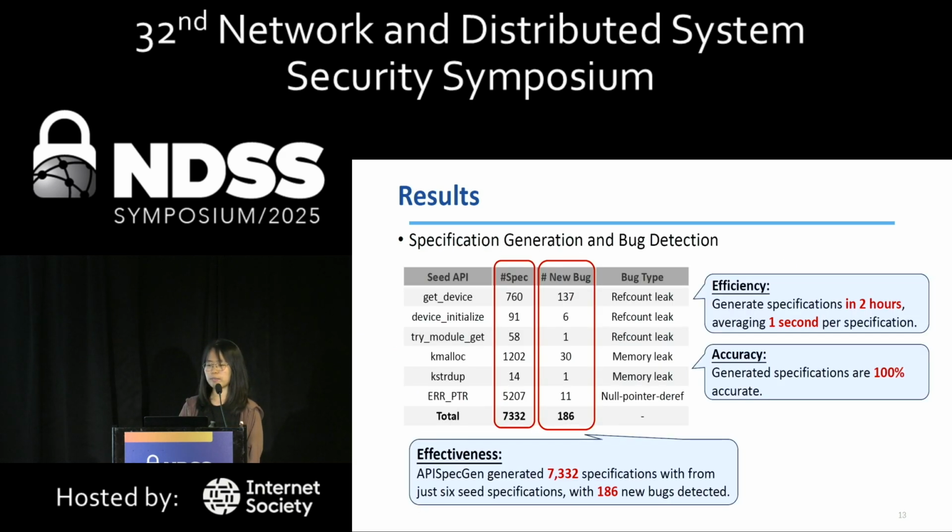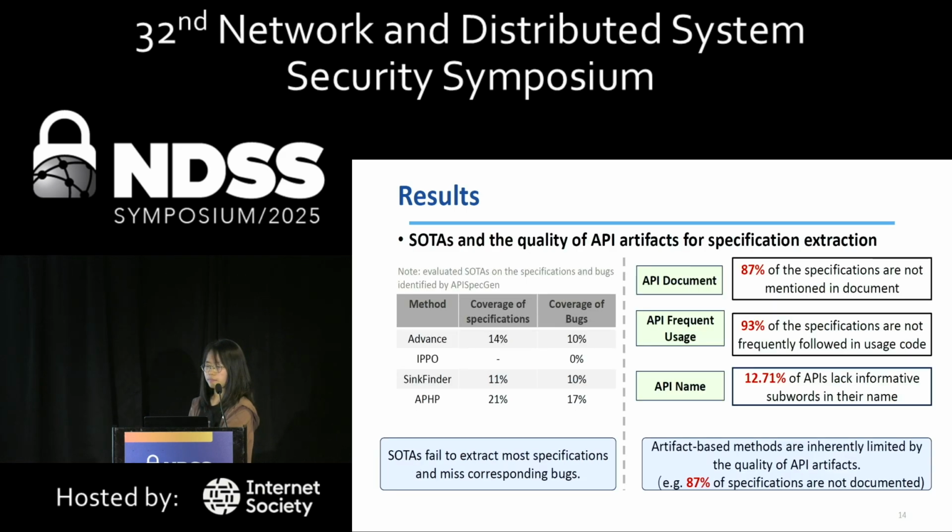The results show that APISpec-Gen generates a total of 7332 specifications from just 6 seeds. This process took only 2 hours, averaging 1 second per specification. A manual check on a random sample confirmed these specifications are correct. Using them, we detect 186 new bugs in the Linux kernel, mainly due to improper post-operation handling for the target API, and most of them have been confirmed.